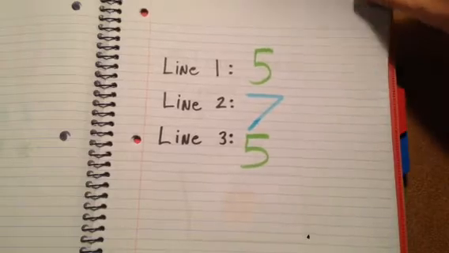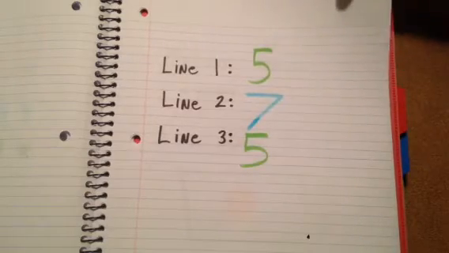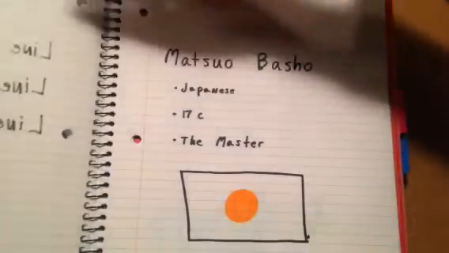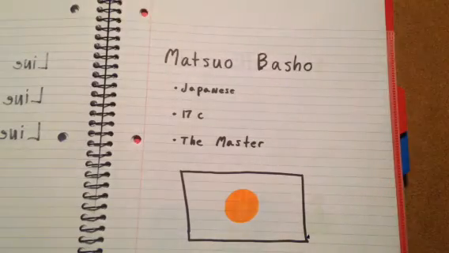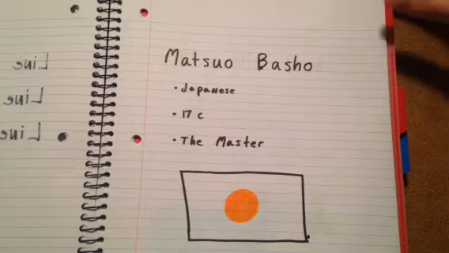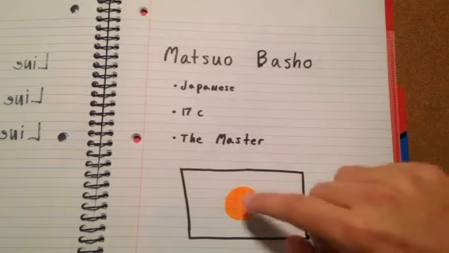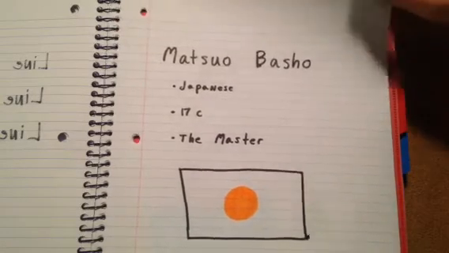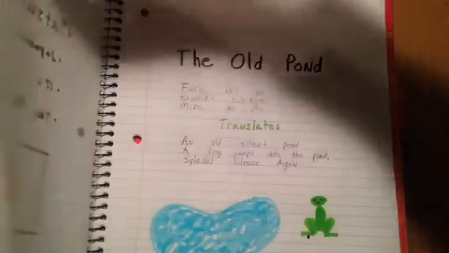We're going to take a look at an example of a very famous haiku. The haiku that we're going to look at is by Matsuo Basho. He is a Japanese poet who lived during the 17th century, and today we recognize him as the greatest master of haiku poetry. I didn't have a red highlighter, so that is the Japanese flag.